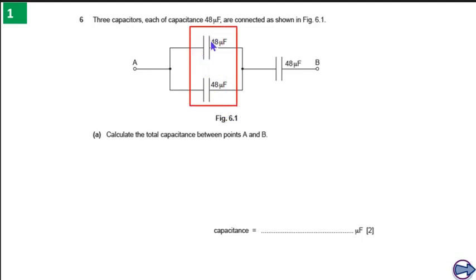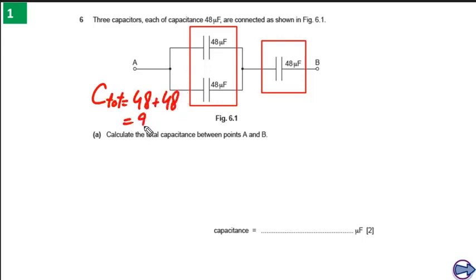As you can see here, these two capacitors are connected in parallel and this capacitor is connected in series. We just need to find the total capacitance. So first of all, we can find the total capacitance of capacitors in parallel. So the C total for these two will be equal to 48 microfarad plus 48, we will get 96 microfarads.